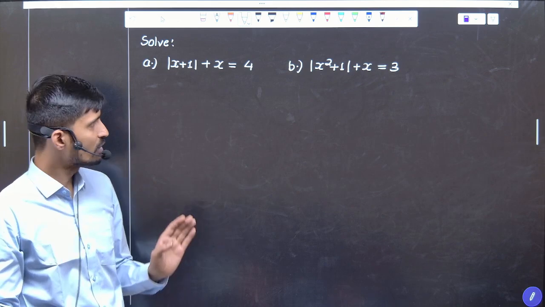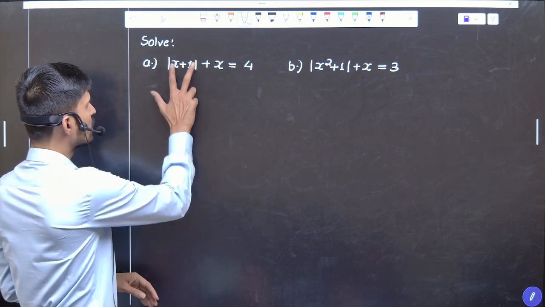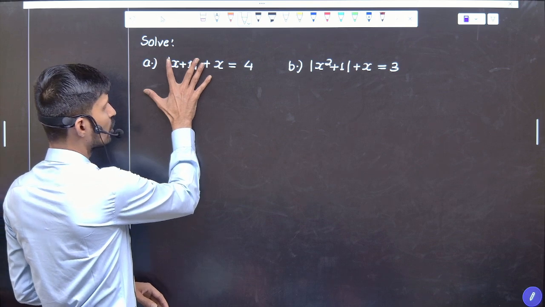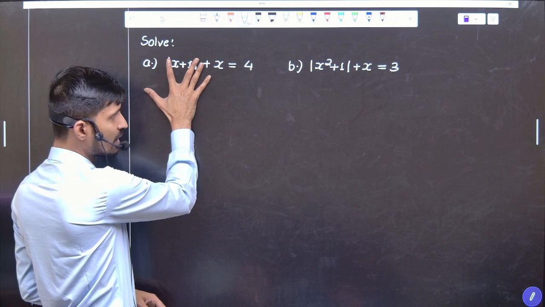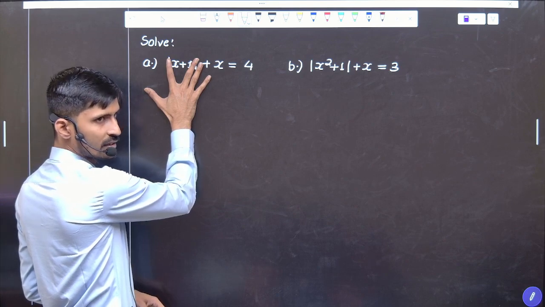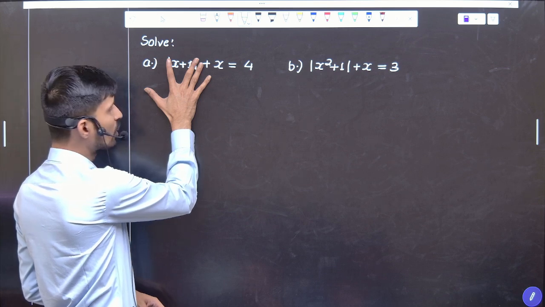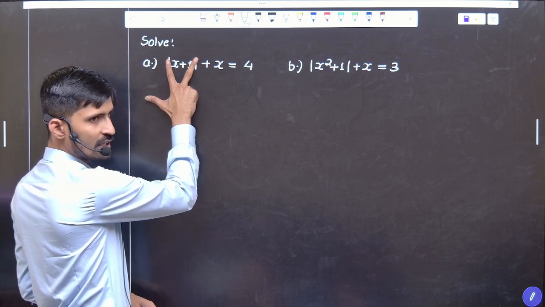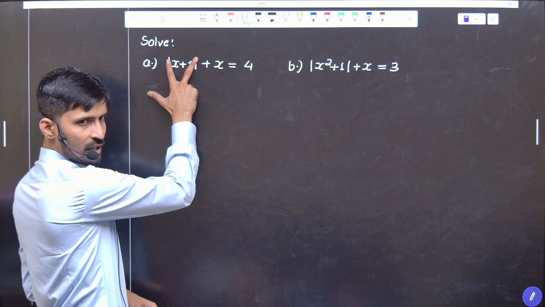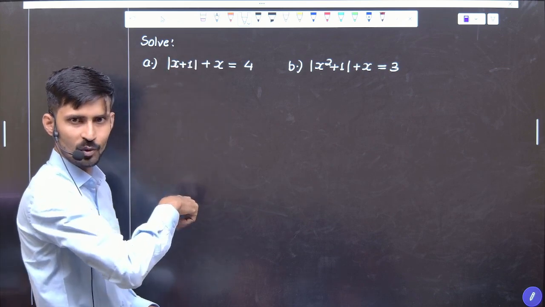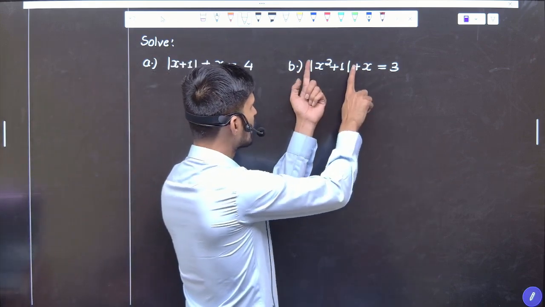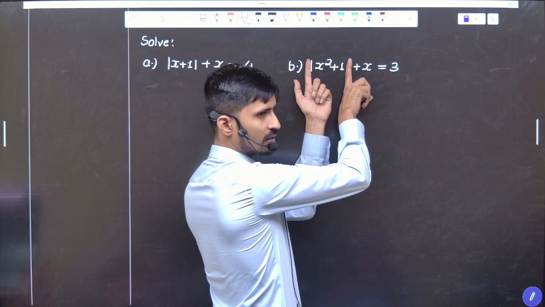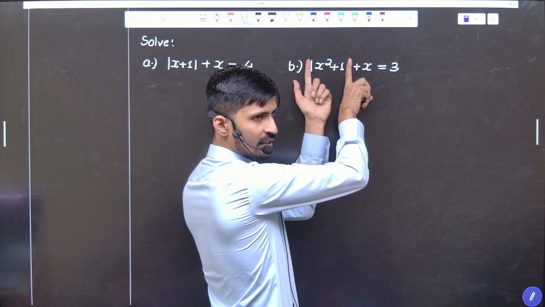Okay, na? Now just think this, if this modulus is not here, don't you think this is seventh standard question, x plus 1 plus x is equals to 4, find x. It means only problem in this question is this modulus, yes or no? So you have only problem with modulus, you don't have any problem with anything.